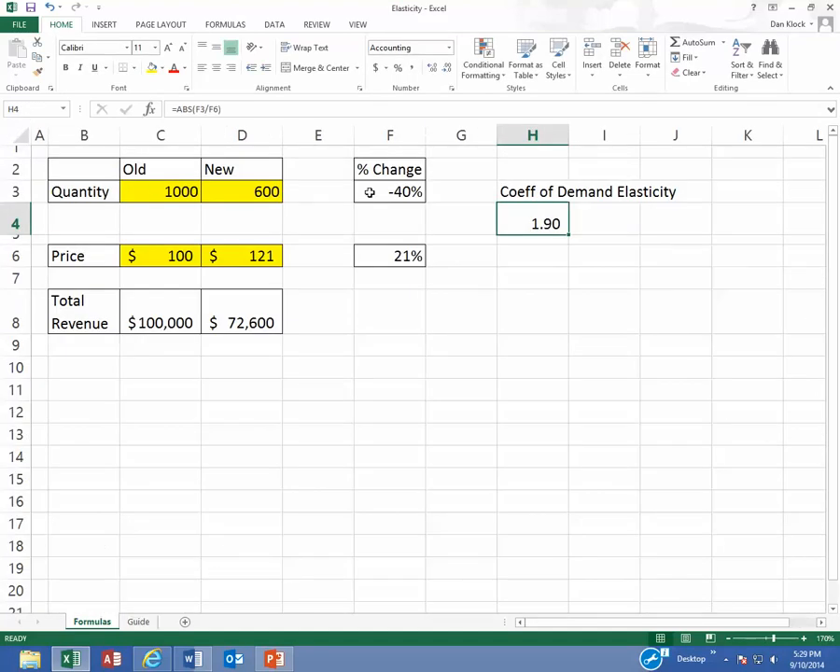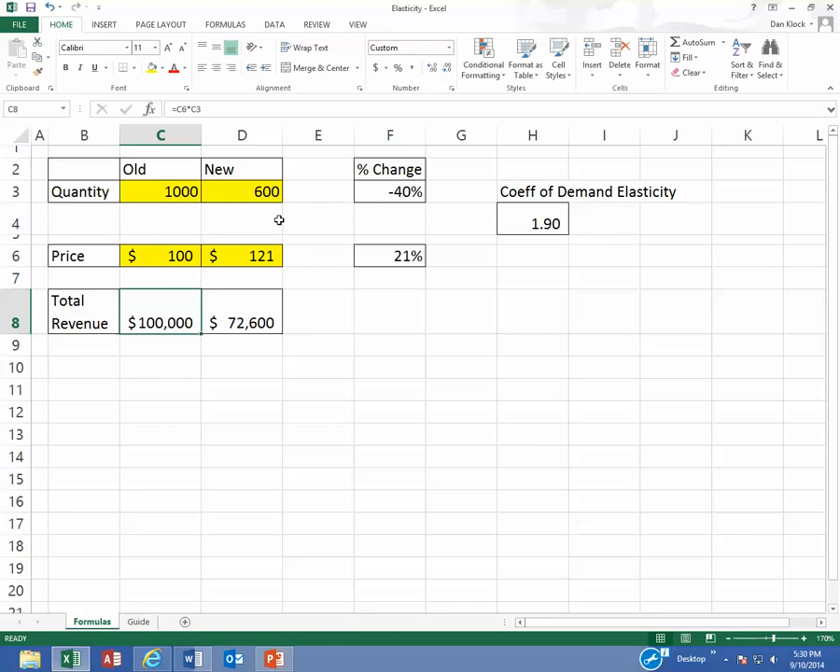So again, same thing here. A negative 40% change in quantity with a 21% increase in price gives me the 1.9. And then look at my total revenue. My total revenue goes from $100,000 to $72,000. So this is elastic demand. People are dumping my product. When I raise my prices, they're going to some substitute. That could be one scenario. So create this file, save it for the test, and play around with it a little bit.